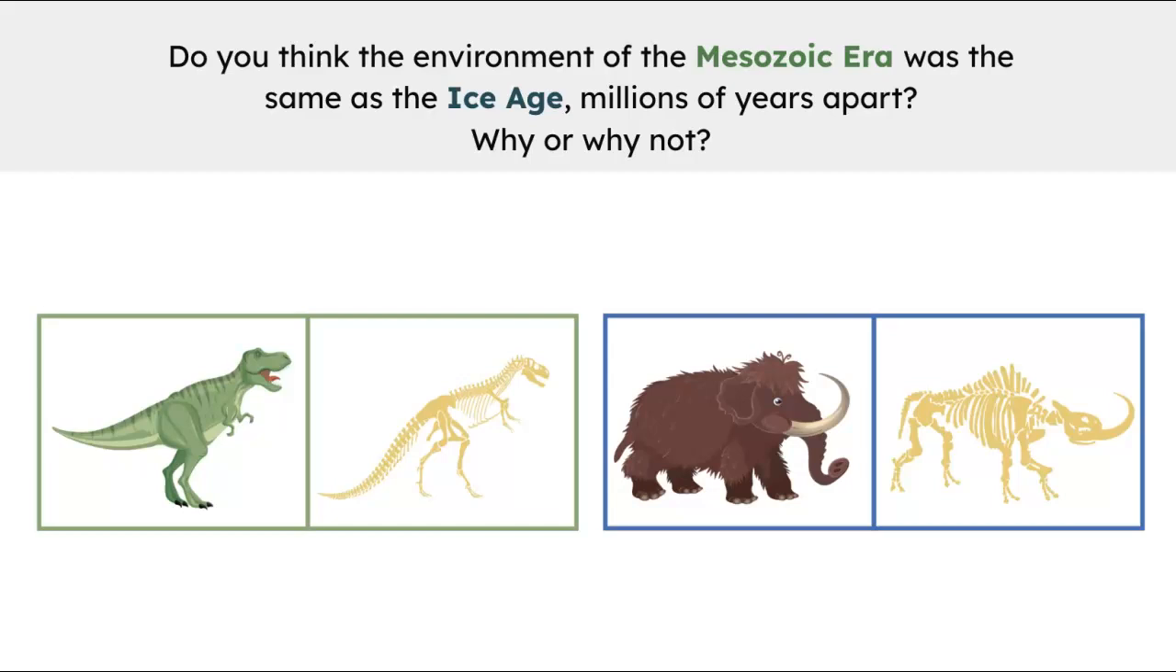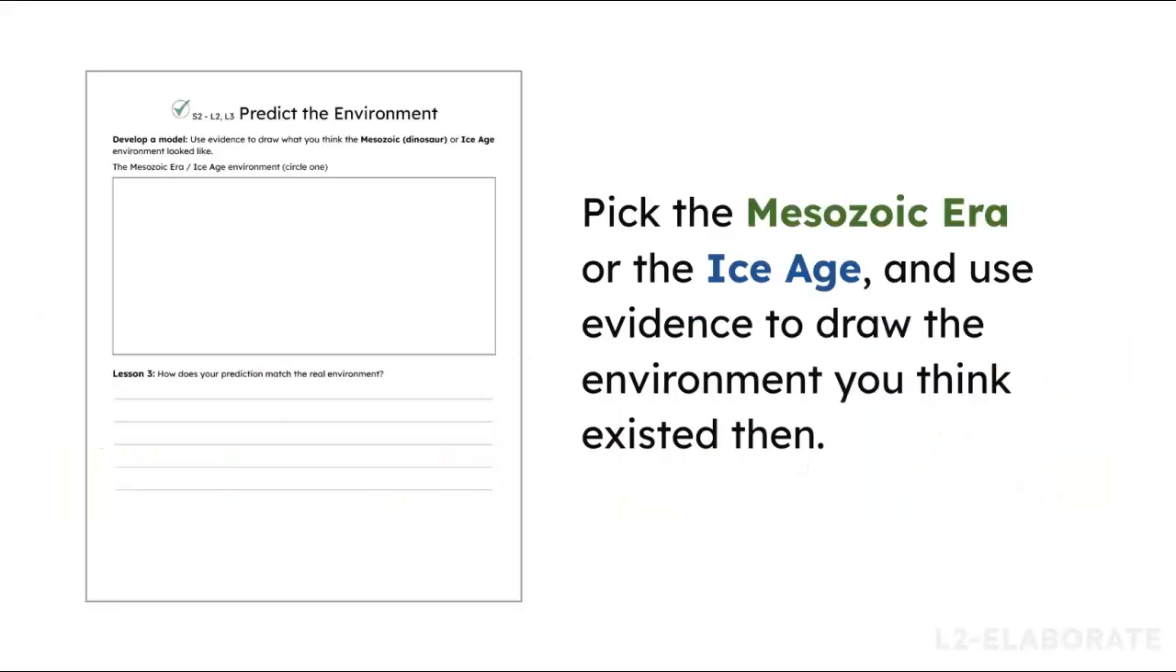For the Elaborate portion, you'll project the dinosaur and woolly mammoth fossil images and the scientific drawings of these organisms. You'll ask students if they think the environment of the Mesozoic era was the same as the Ice Age, millions of years apart. You'll then have students pick either the Mesozoic era or the Ice Age and use evidence from the animals that lived during that time to draw the environment they think existed. You'll have students use the Predict the Environment student journal page to draw their predictions. Students will come back to these predictions in Lesson 3.